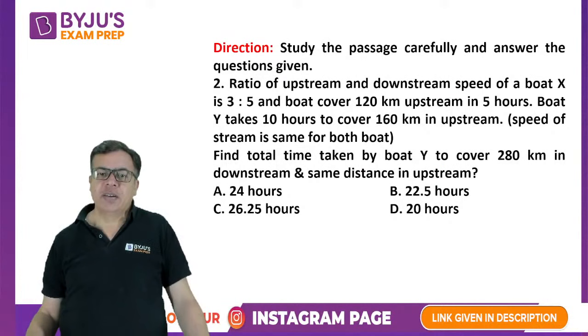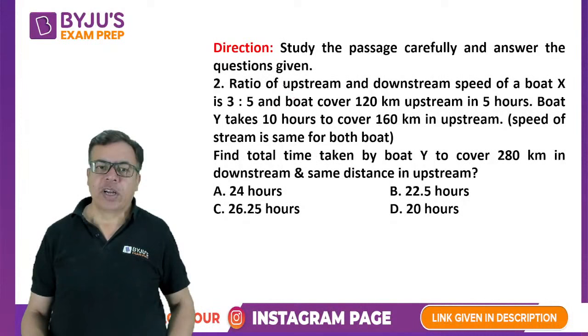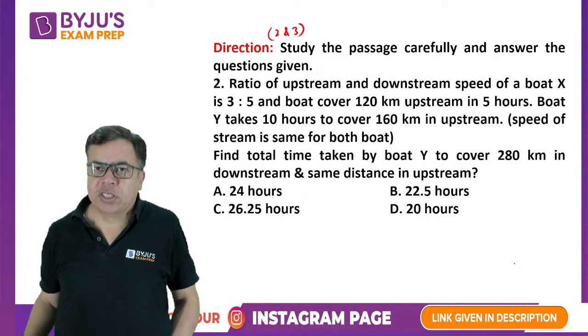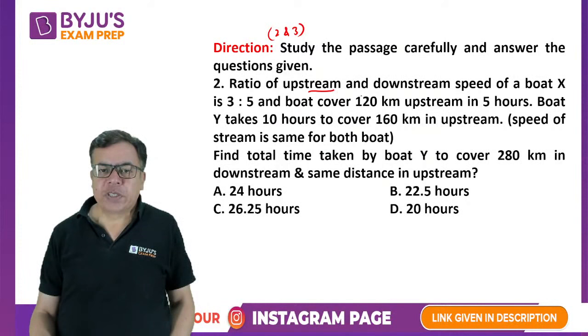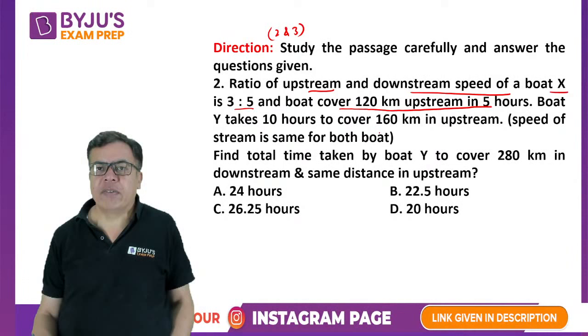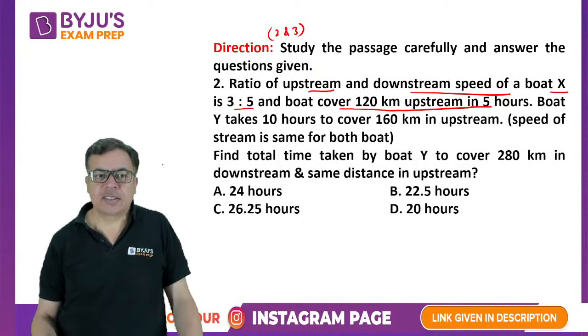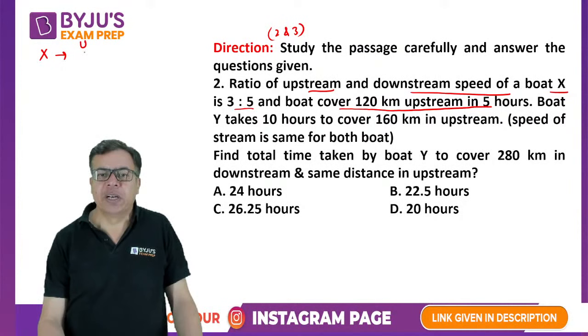Okay, this is basically data for two questions. Directions for question number second and third. First do this question, right? Ratio of upstream and downstream speed of boat X is 3:5 and the boat covers 120 kilometers upstream in 5 hours. So upstream is given. If I talk about boat X, upstream speed is 120 kilometers in 5 hours. That means 24 kilometers per hour.